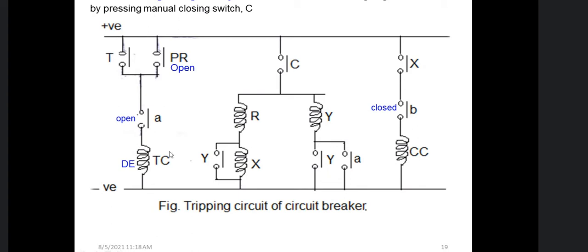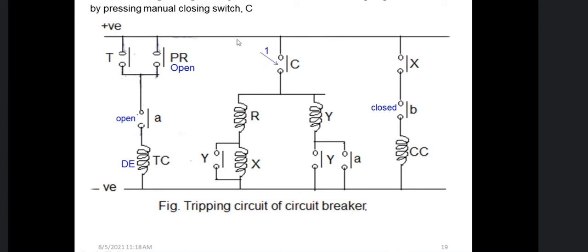Open condition means the trip coil has already given the signal and the breaker has opened. So the trip coil should be de-energized, and the closing coil should be energized after the manual button is closed, so there is no further opening of the circuit breaker. A should be open and B should be closed. But when B is closed, the closing coil will not get energized until this X contact is closed. That is required, and it will be done using the manual closing switch.